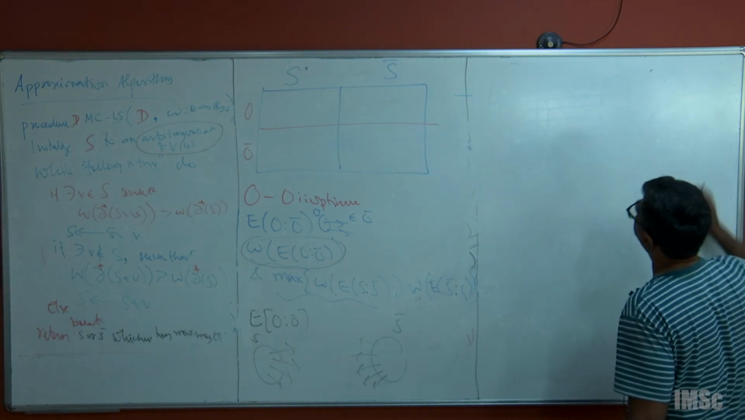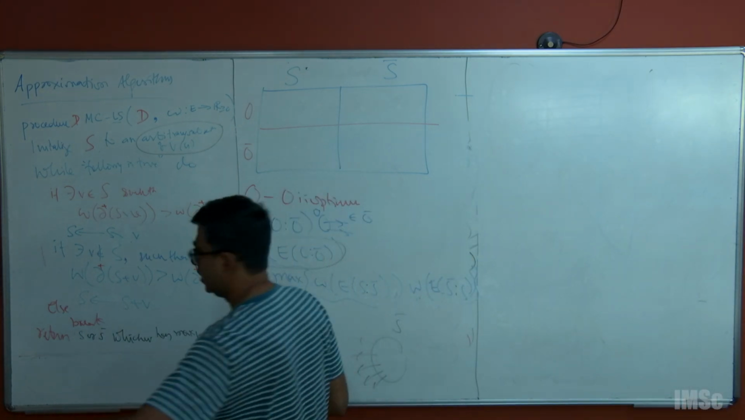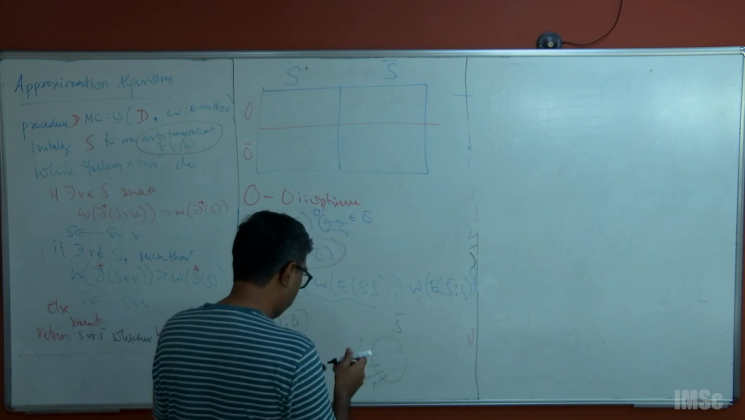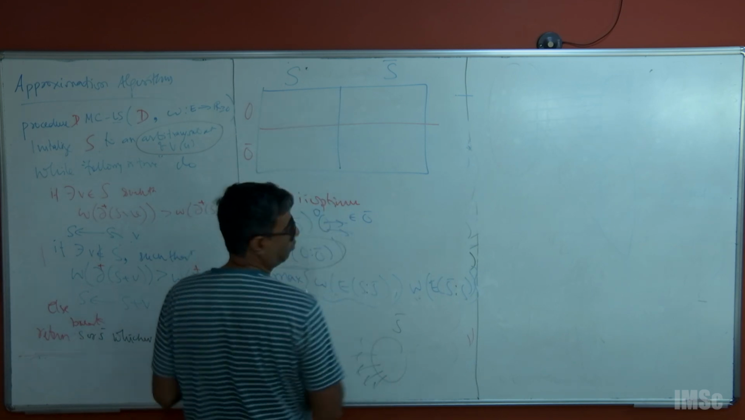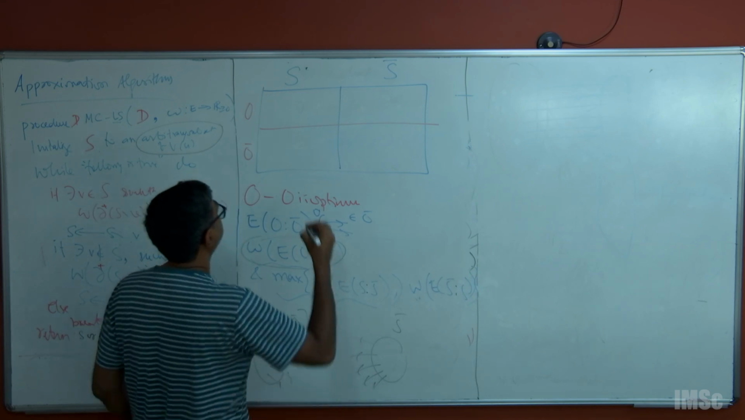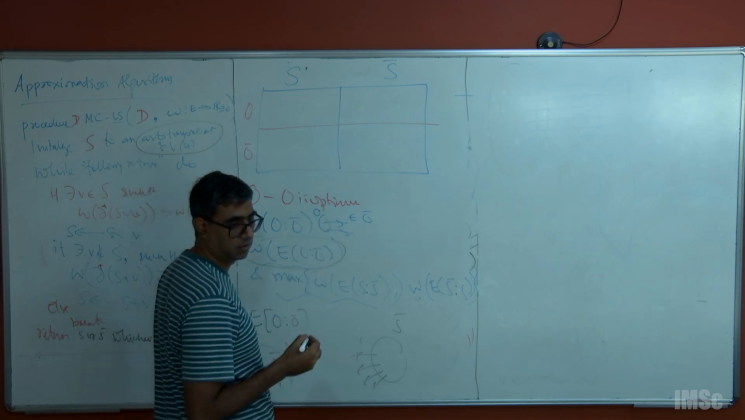So what can we say about this? Okay, so now let's try to understand how. Look at the edges from O to O bar. How are the edges going?